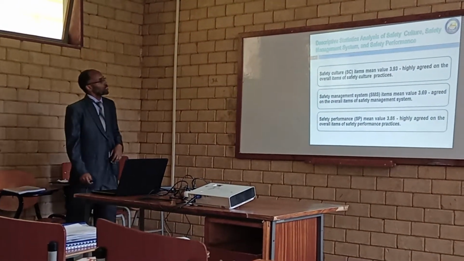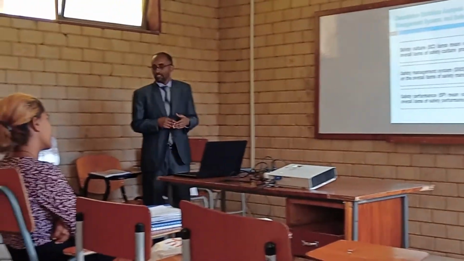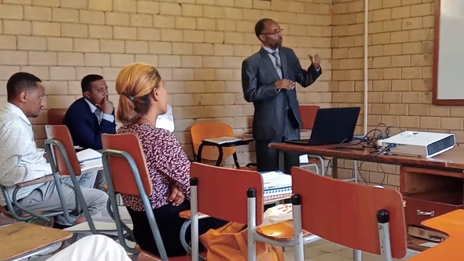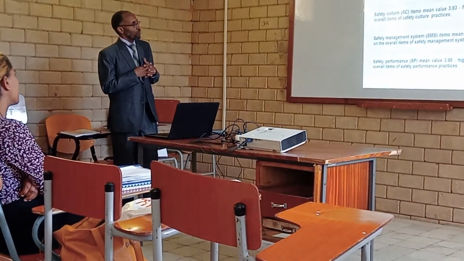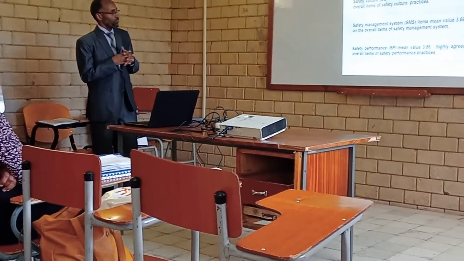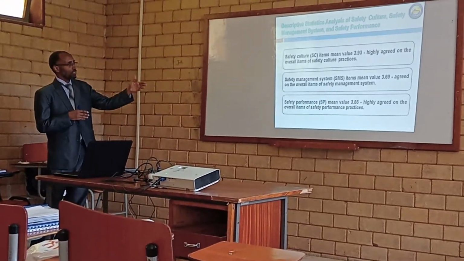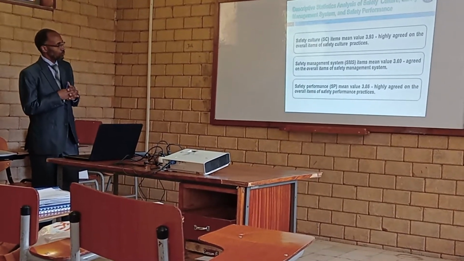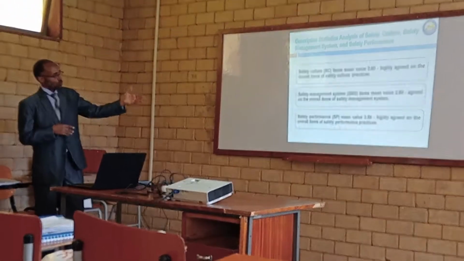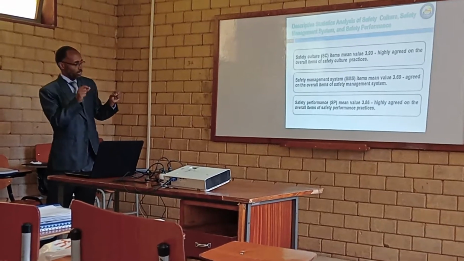Coming to the results, descriptive statistics analysis of safety culture, safety management system, and safety performance. For safety culture items, the overall mean value was 3.93. So almost all respondents highly agreed on the overall items of safety culture practices. Safety management system has an overall mean value of 3.69. That means most respondents agreed on the overall items of safety management system. For safety performance, the overall mean is 3.86. That means they agreed on the overall items of safety performance.